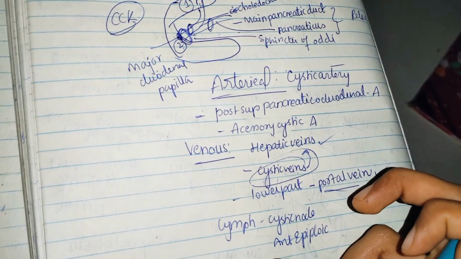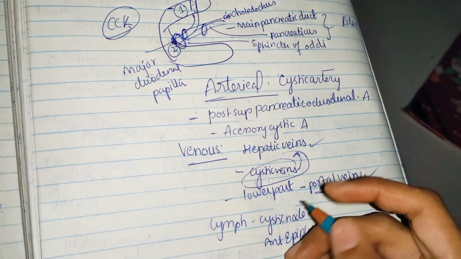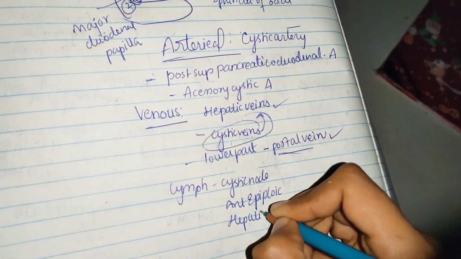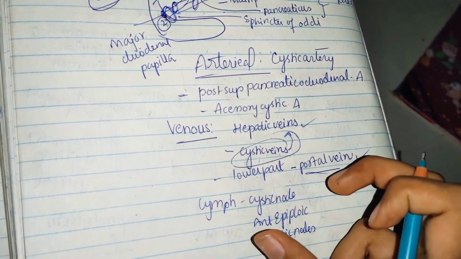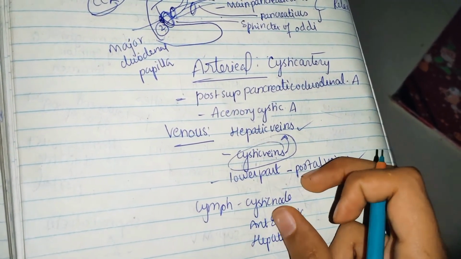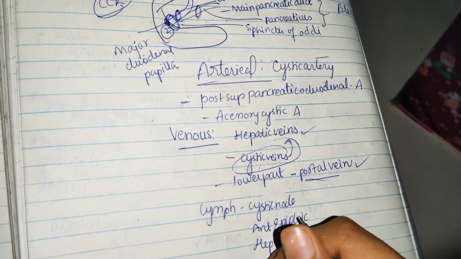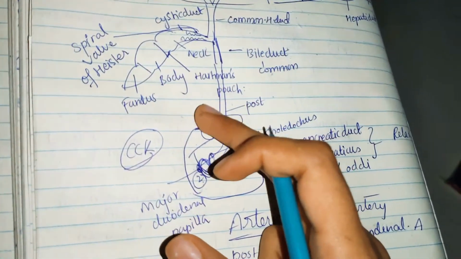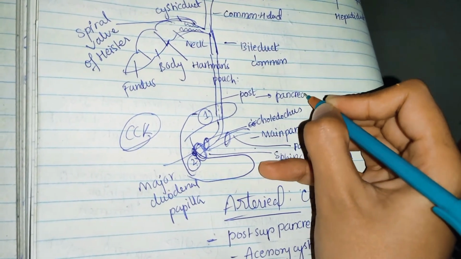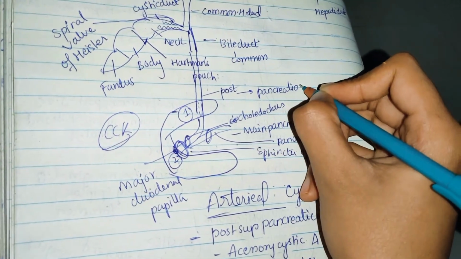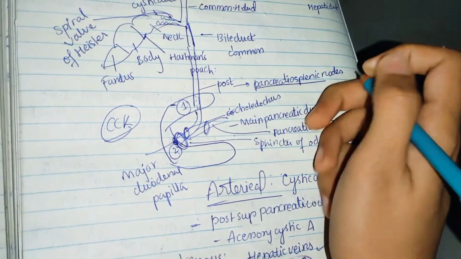And the most constant of the lymphatic drainage is to the hepatic type of lymph nodes. The cystic node lies within the angle between the cystic and common hepatic ducts, and it can enlarge in the case of cholecystitis. Next, the lower part of the bile duct. This lower part especially drains into the pancreatico-splenic type of lymph nodes. Okay.